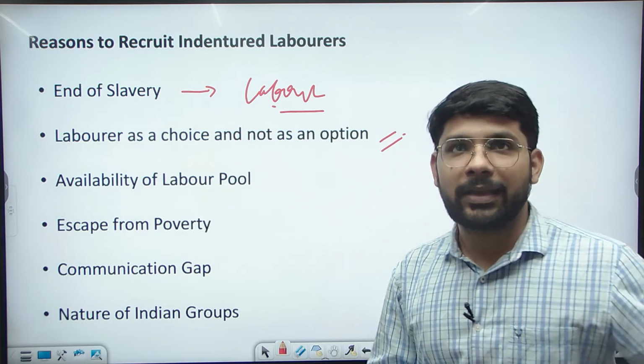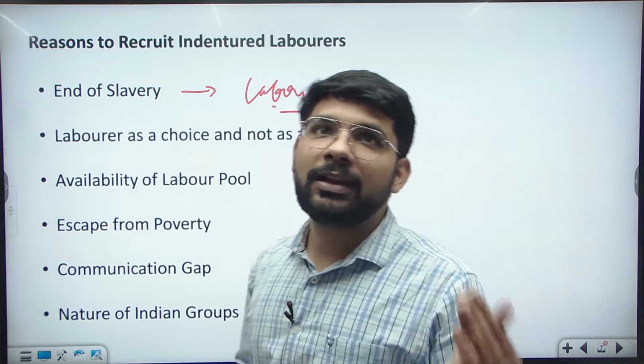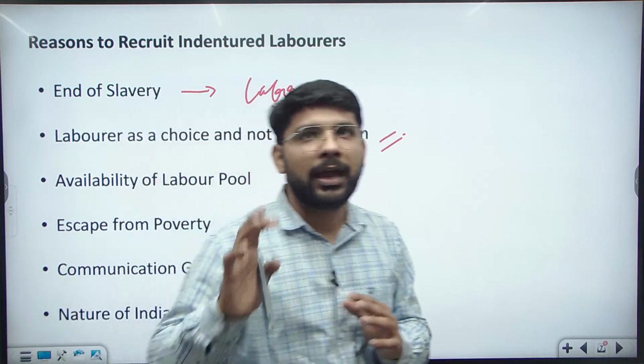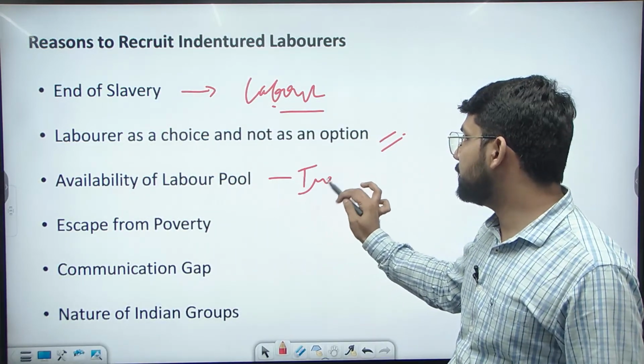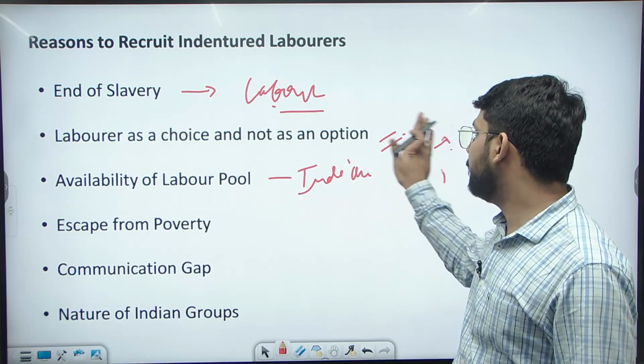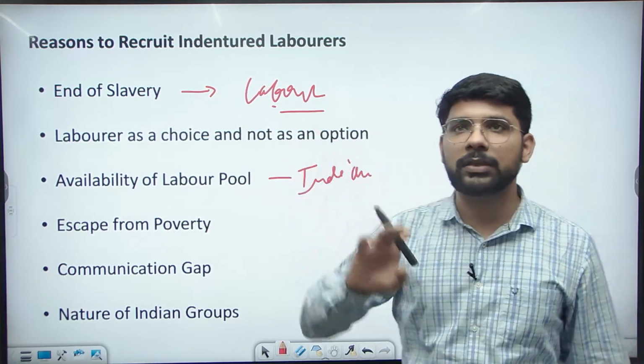Okay. Next, third point is the availability of the labor pool. Availability means specifically availability in India, because we are writing the question in the Indian context.